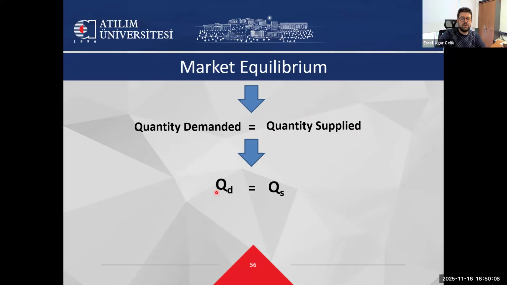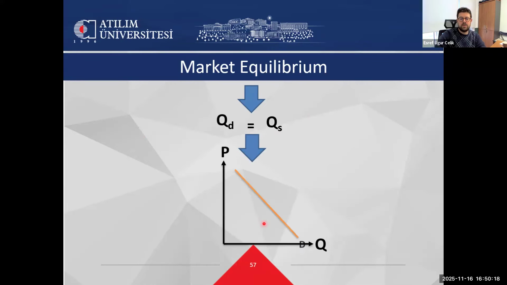Quantity demanded is denoted QD, quantity supplied is denoted QS. We can reach that condition, but this cannot always happen. But for the condition to happen, it looks like this. This is the demand curve, this is the supply curve. The intersection point gives the market equilibrium.